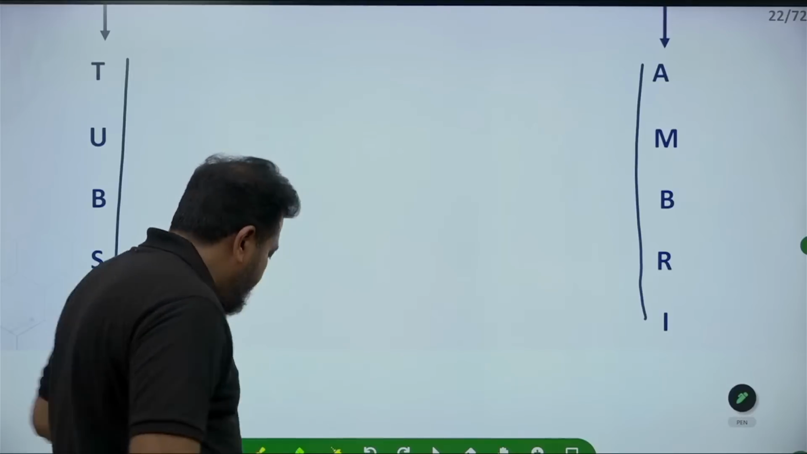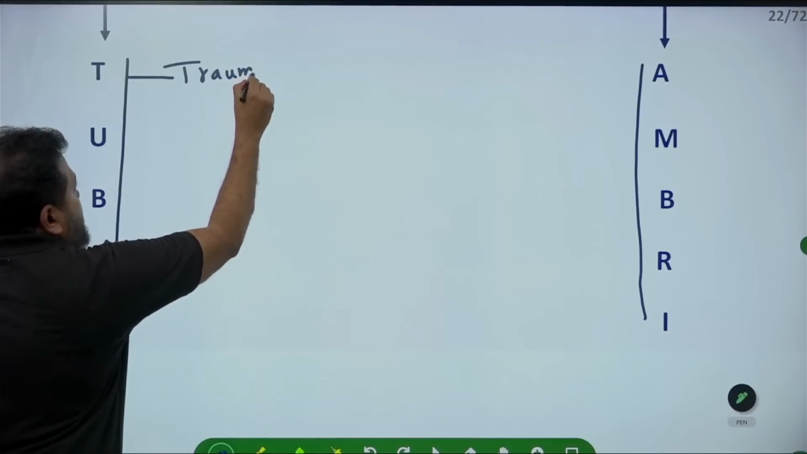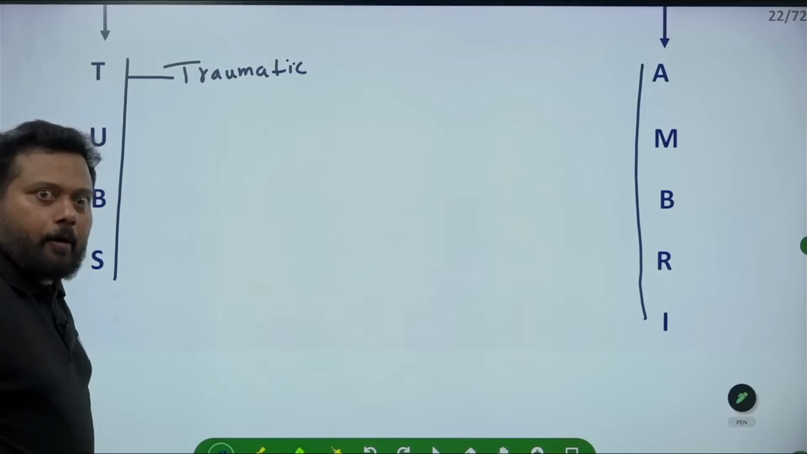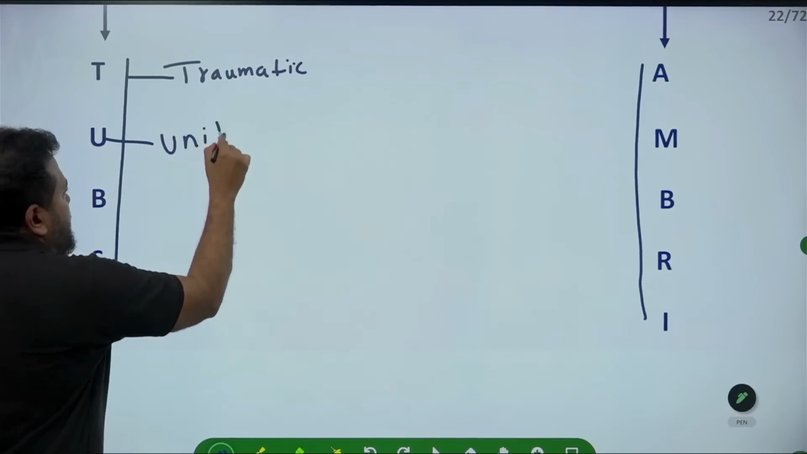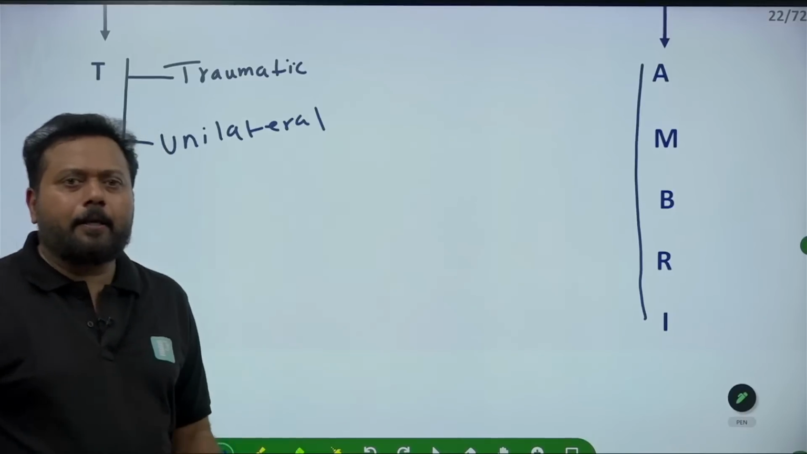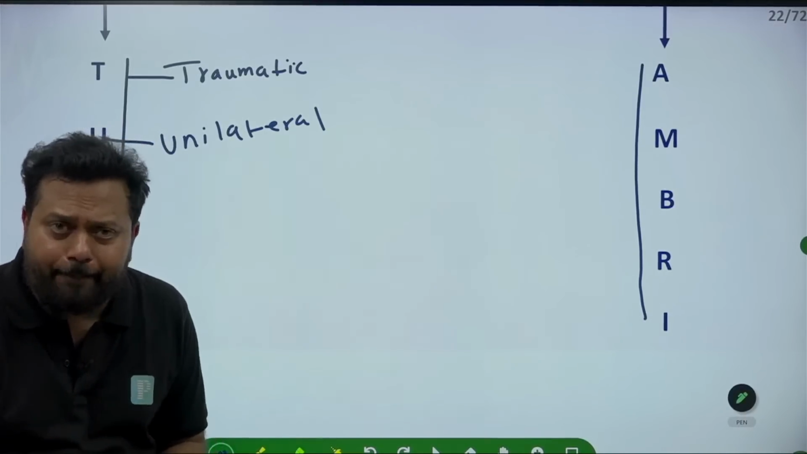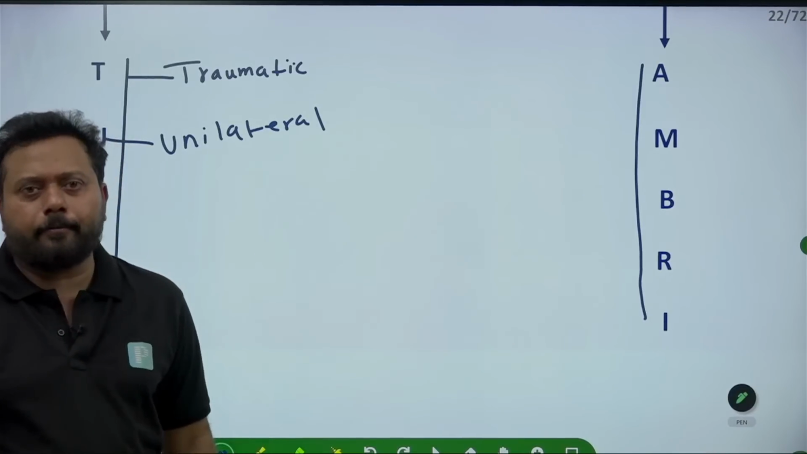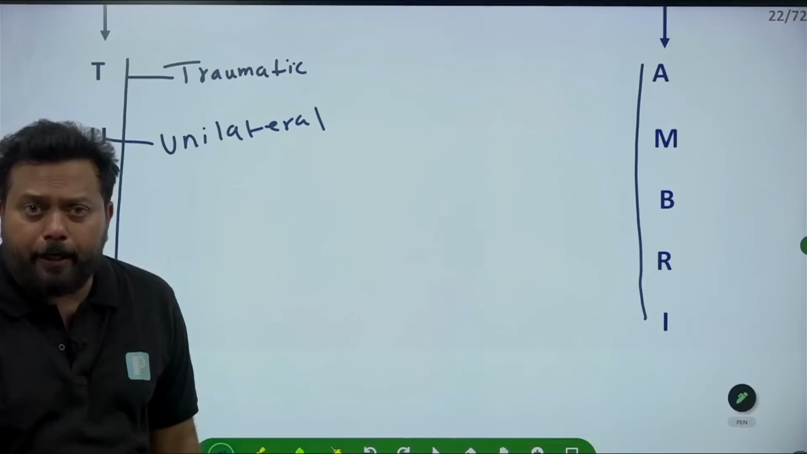In TUBS, T stands for traumatic. The etiology is trauma: some history of fall, injury or accident. U stands for unidirectional. Again, I will tell you, shoulder dislocation can happen in three directions, dear friends: anterior, posterior and inferior.